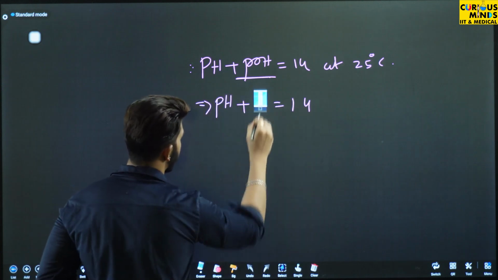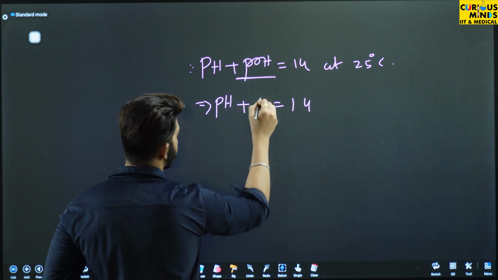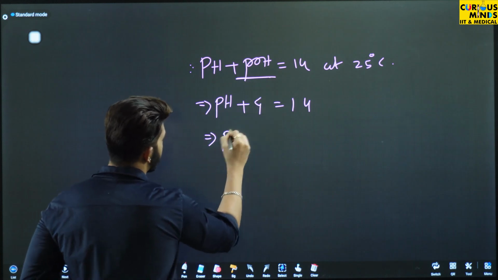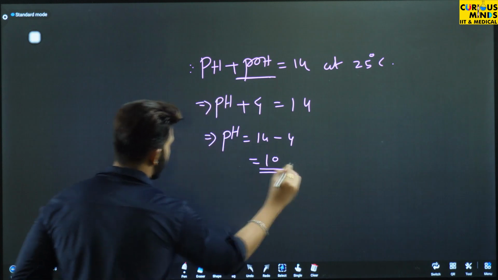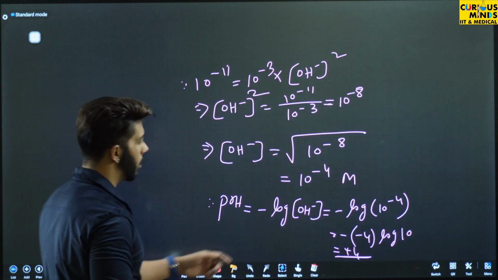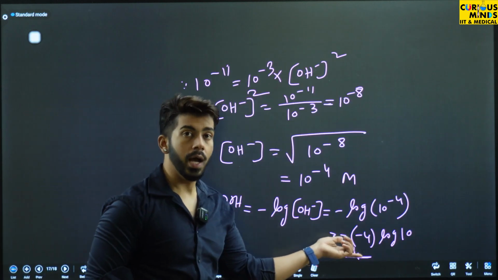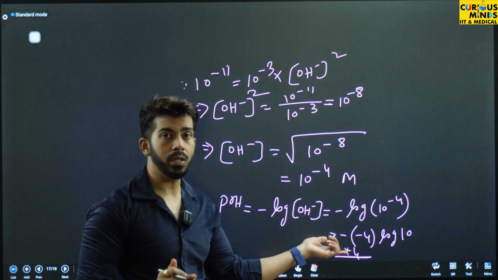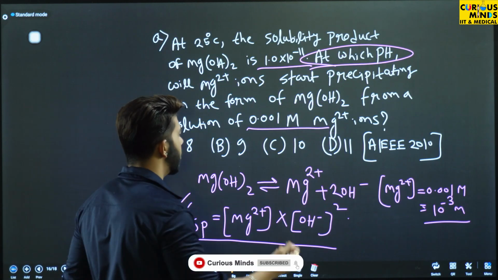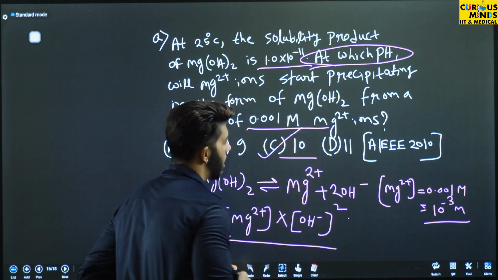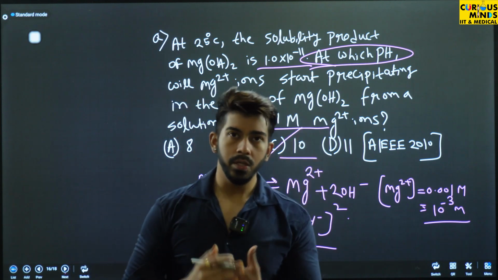So pH plus 4 equals 14. So pH will be 14 minus 4, that is 10. So you got your pH value. Initially you got your pOH, that is 4, and just subtract this from 14 and you will get your pH. Now let's check out the options. Do you have 10? Yes, we have 10. So your option is option C.